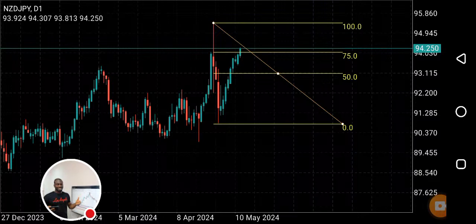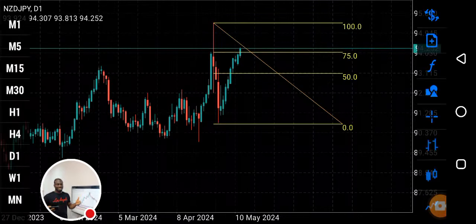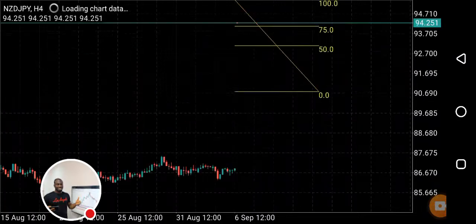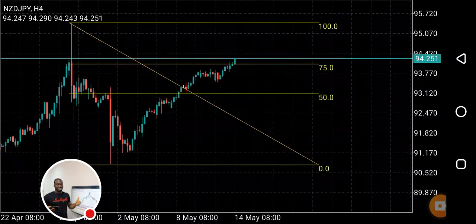But New Zealand JPY is not my preferred pair. I don't trade New Zealand JPY. The only JPY pairs I trade are Euro JPY and GBP JPY. But if I'm to take any risk on New Zealand JPY today, it would be a sell and not a buy. So if a bearish reversal pattern forms on the 4-hour or 1-hour time frame, I would consider selling New Zealand JPY. That's when I will consider it, but I don't trade it.